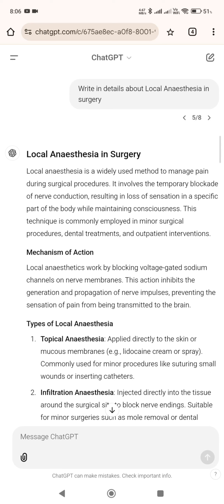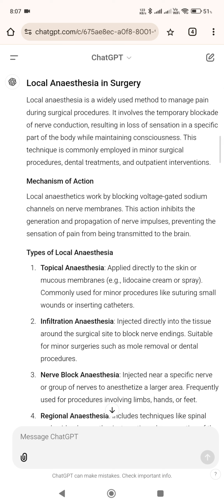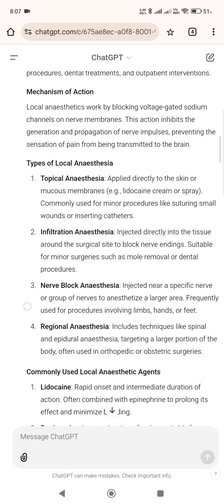Local anesthesia in surgery. Local anesthesia is a widely used method to manage pain during surgical procedures. It involves the temporary blockade of nerve conduction, resulting in loss of sensation in a specific part of the body while maintaining consciousness. This technique is commonly employed in minor surgical procedures, dental treatments, and outpatient interventions.